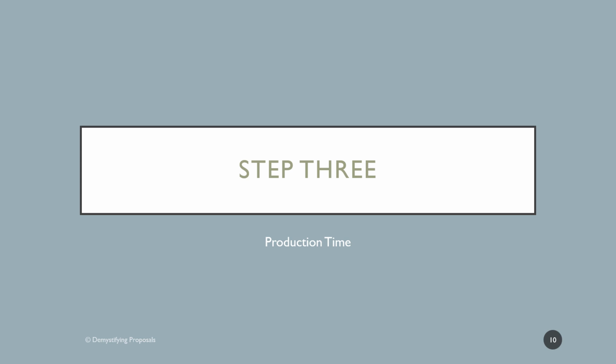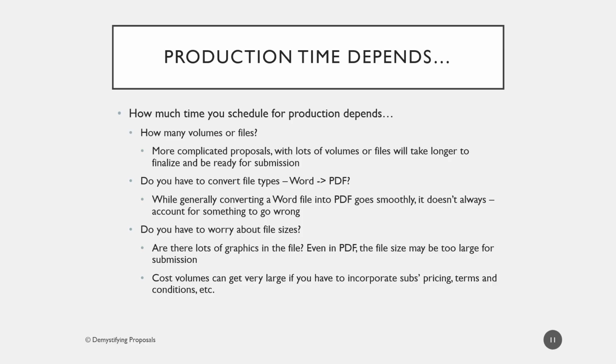Step 3 in your proposal schedule is factoring in production time. How much time you schedule for production depends on how many volumes or files you have. Do you have to convert the file types from Word to PDF, for example? And do you have to worry about file sizes? So breaking those down in a little more detail, the more complicated proposals with lots of volumes and lots of files will take longer to finalize and be ready for submission. So take that into account when you're building your schedule.